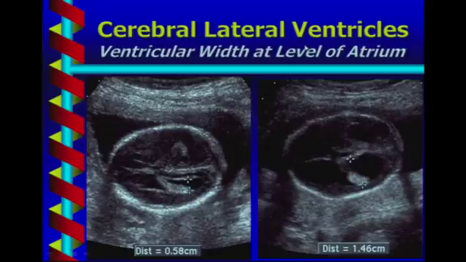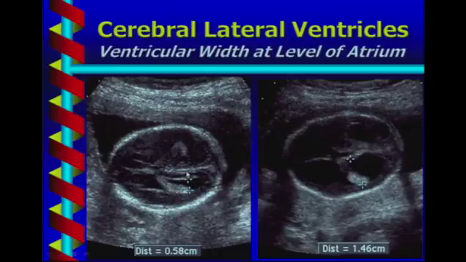Another second or third trimester measurement is the cerebral lateral ventricles. We measure that as the width of the ventricle from the medial wall of the ventricle to the lateral wall of the ventricle, medial wall to lateral wall. And the appropriate place to measure it is right at the posterior aspect of the choroid plexus. Choroid plexus sometimes dangles down a little bit. You don't want it to dangle down too much.